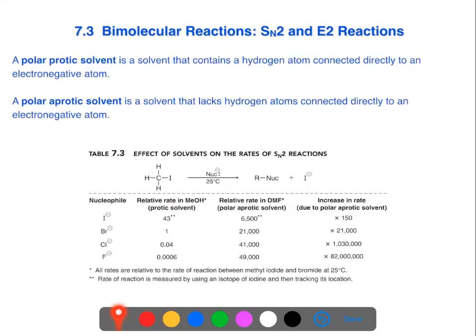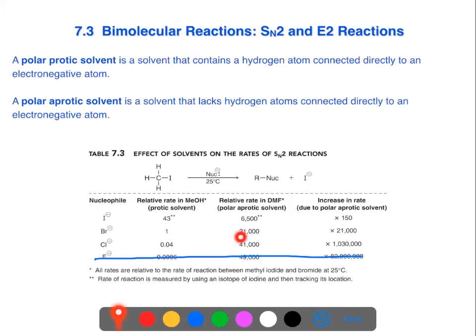And so you can ignore the fluoride example. Fluoride chemistry is a little bit exotic, so we're going to ignore that for the most part. But if we look at iodide, bromide, and chloride, you can see how the rate of the reaction is going down, and that's more or less reflected in the relative strength of these species as a nucleophile. So polarizability has a large part to play in the relative rates of the reactions.